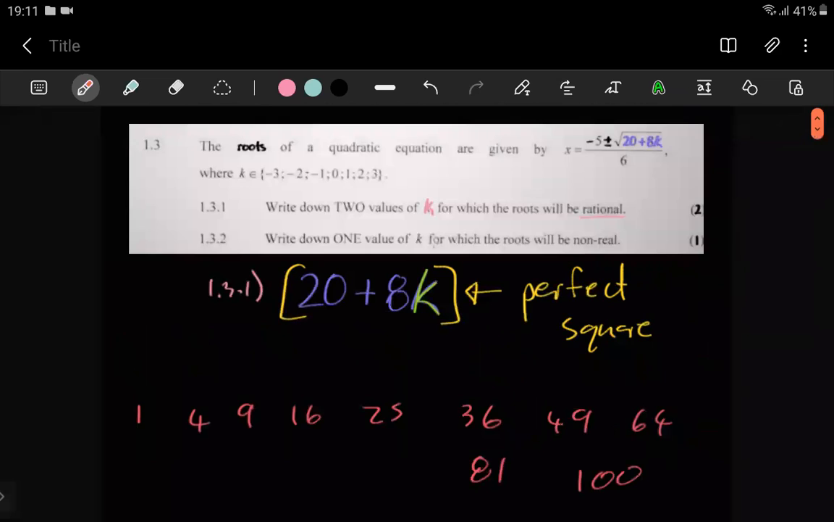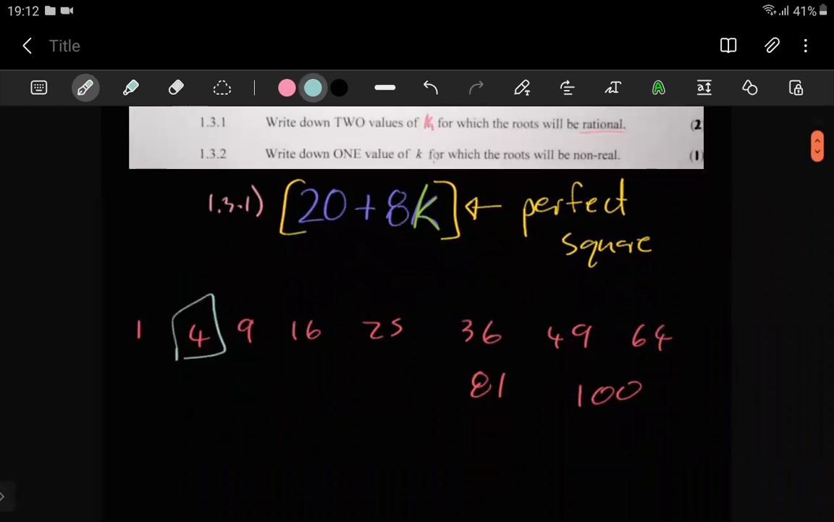Now we want to think to ourselves, what number of k can we think of that will give us one of these, you see? And clearly it can also be a negative number. So let's try -2. If k is -2, you will have here -2 times 8, which is -16. And then 20 minus 16 will give us a 4.